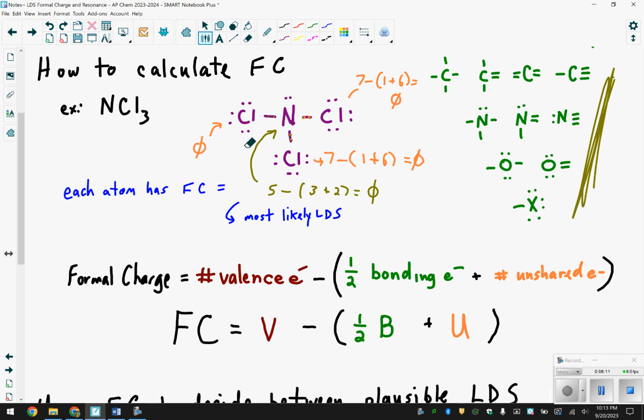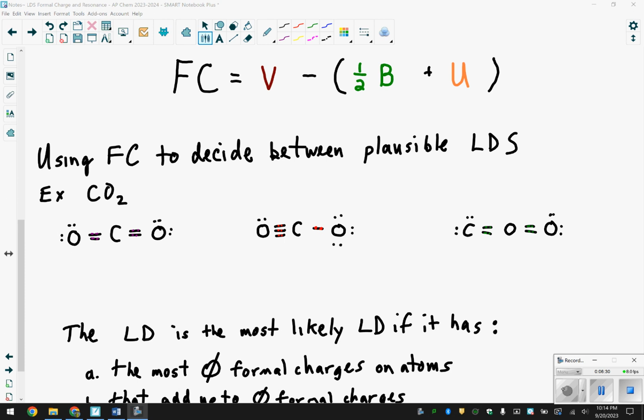So in this case, each atom in this Lewis dot structure has a formal charge of 0. And when that happens, that is going to be your most likely Lewis dot structure, especially if you have a different structure drawn that doesn't have all 0 formal charges.